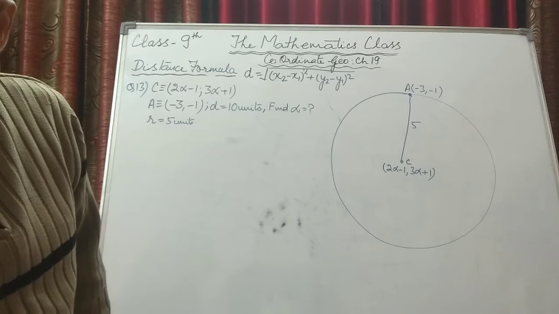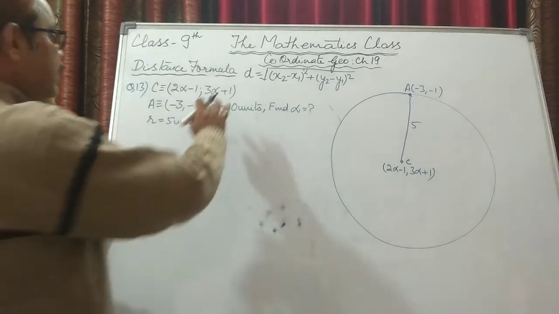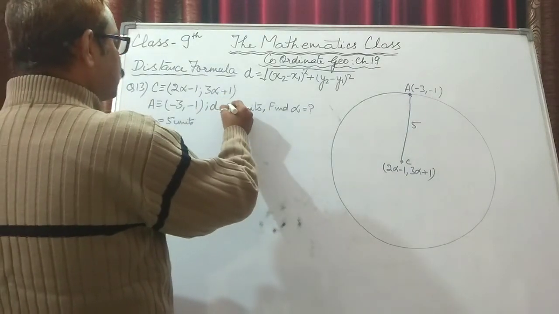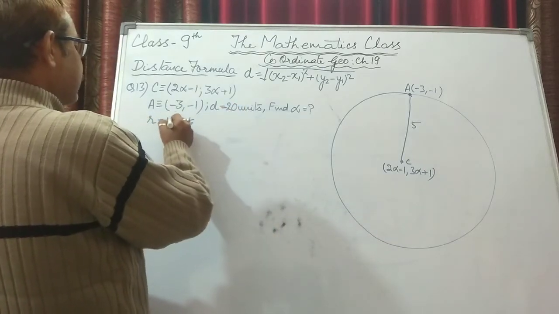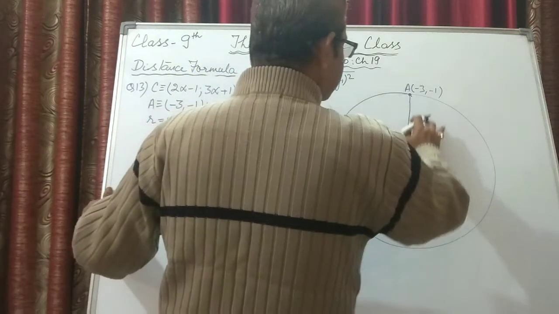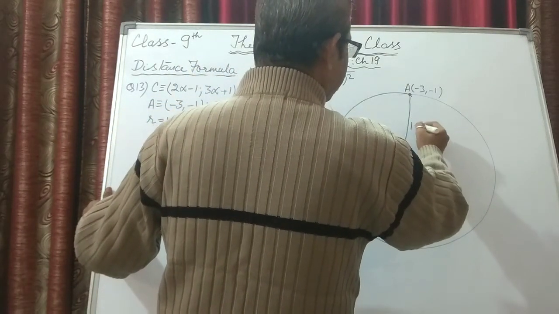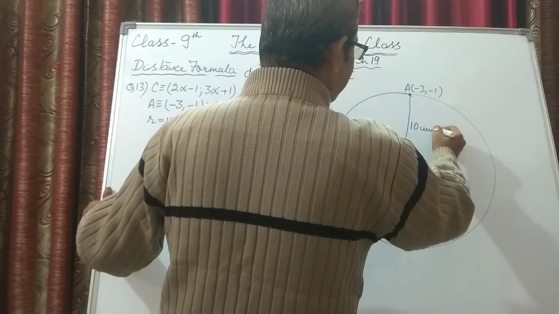They say diameter is equal to 20 units. It is given in the book, diameter is 20 units. So radius will become half of 20, that is 10 units. So this distance or this radius will come out to be 10 units.